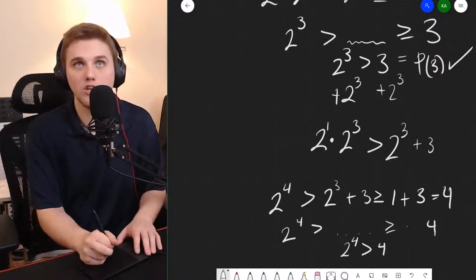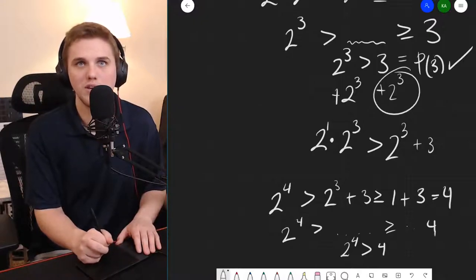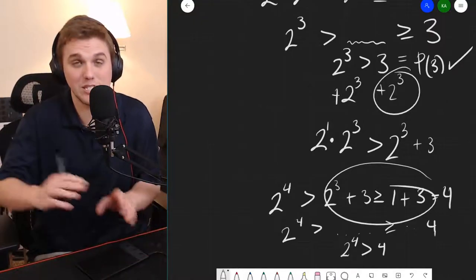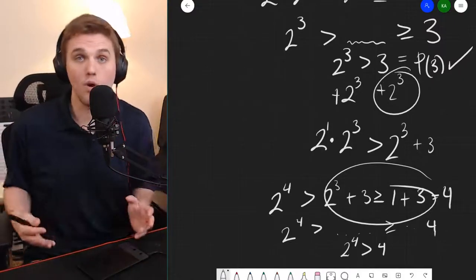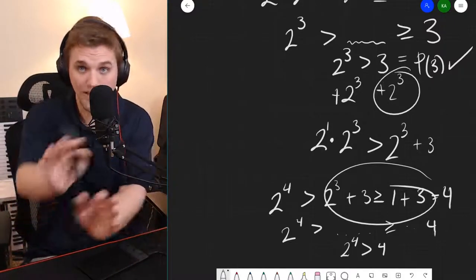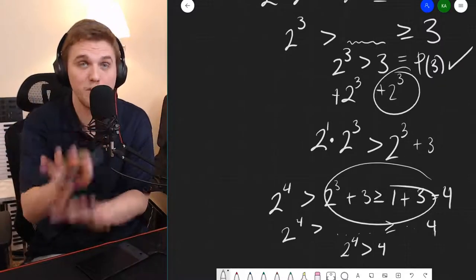No, but you do see this explicit 2 cubed and this explicit jump right here. Those are the two steps that might throw you off, right? You might be confused, and if you are, that's totally understandable. I'm going to explain how we get there.